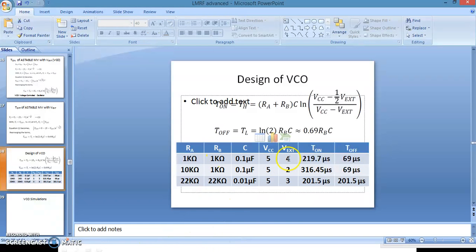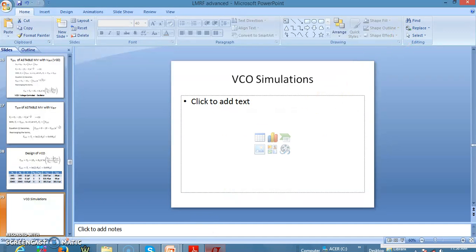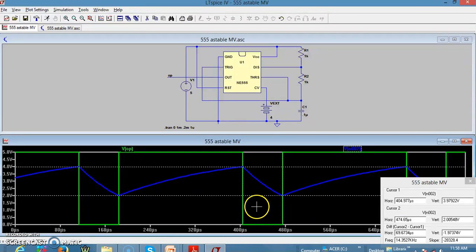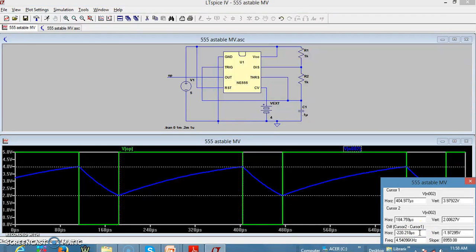Let us also verify the on time here. Theoretically it is 219. Let us go back to the simulation and see what the on time is. Let me move this to this reference. Now you can see it is 220. We are supposed to get 219, so we're getting very close to that. So the off time is 69 microseconds and the on time is 220 microseconds.